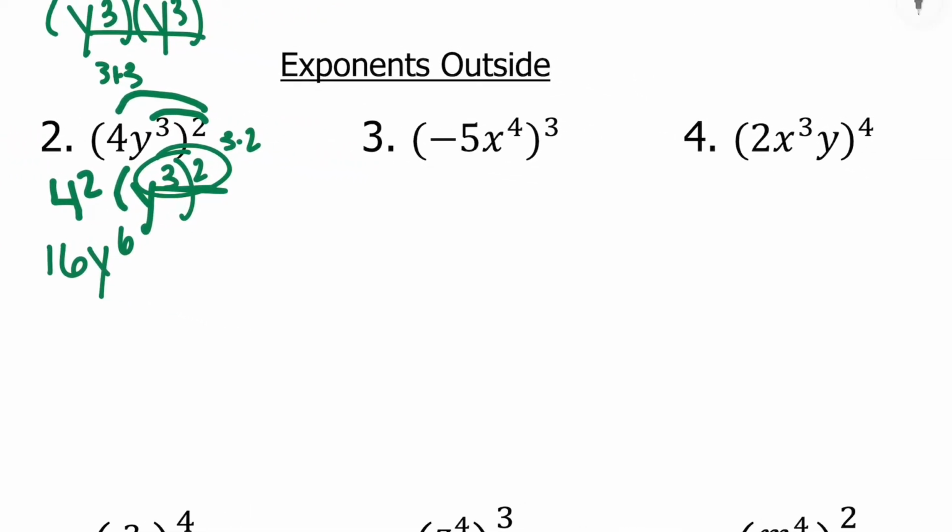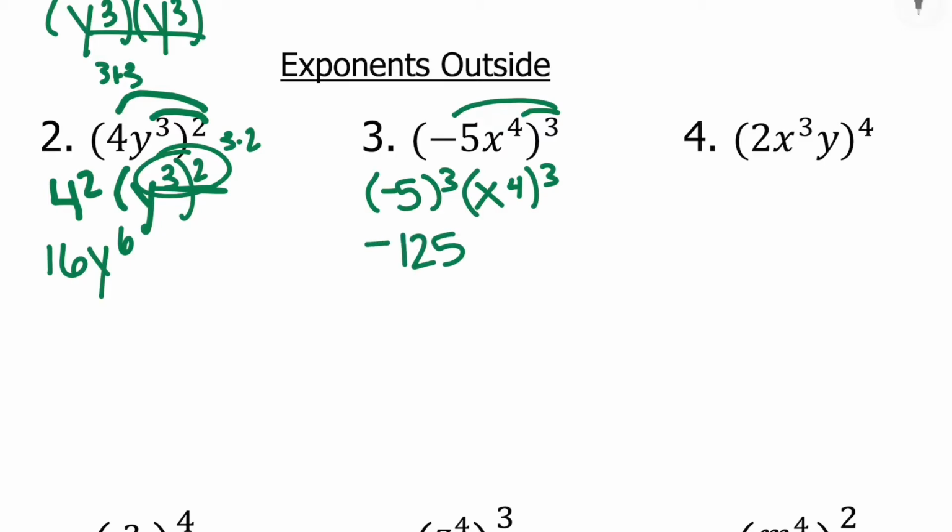I'm going to do this third one just like I was doing number 2. So I'm going to cube this and cube that. So negative 5 cubed and x to the 4th cubed. Negative 5 cubed: make sure when you're putting this in your calculator that you put negative 5 in parentheses. And then cubed is going to be negative 125. And then I'm going to take these 2 numbers and multiply them to give me 12. So x to the 12th.